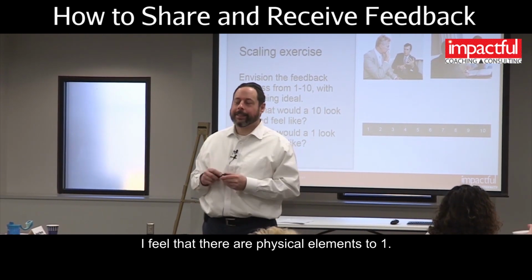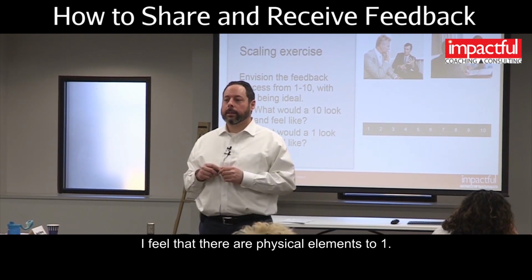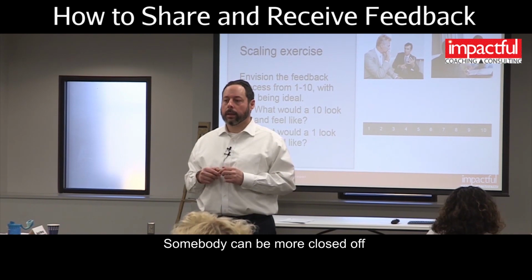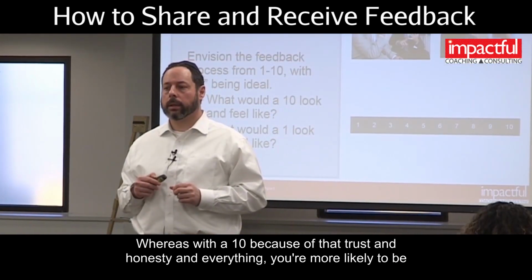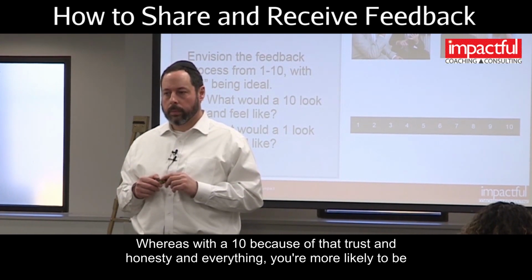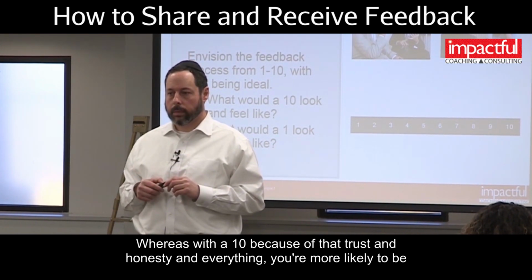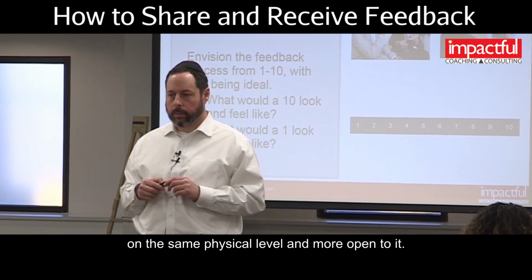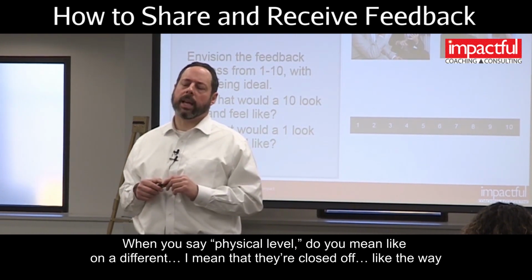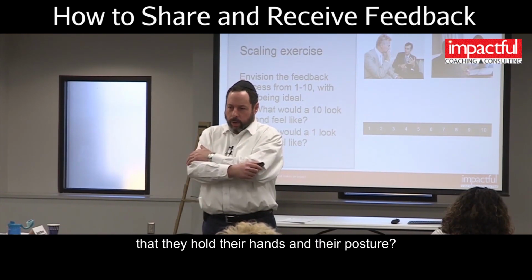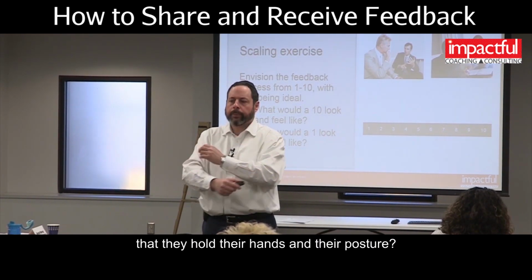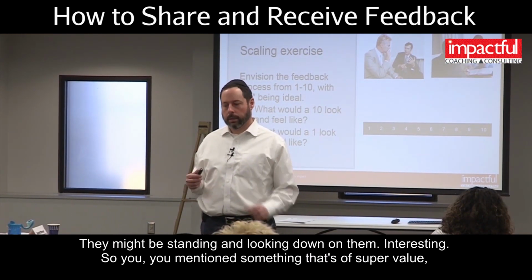Yes? I think there's also a lot more physical elements to 1. Somebody can be more closed off, or you can physically be on 2 different levels with the feedback. Whereas with a 10, because of that trust and honesty and everything, you're more likely to be on the same physical level and more open to it. When you say physical level, do you mean the way that they hold their hands and their posture? The supervisor might be standing and looking down on the person. Interesting.